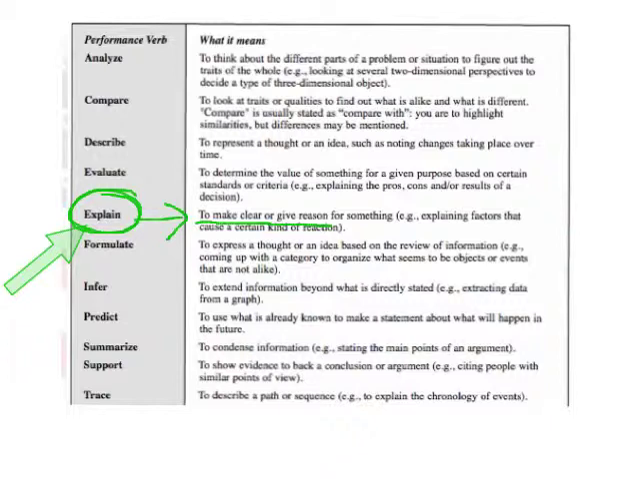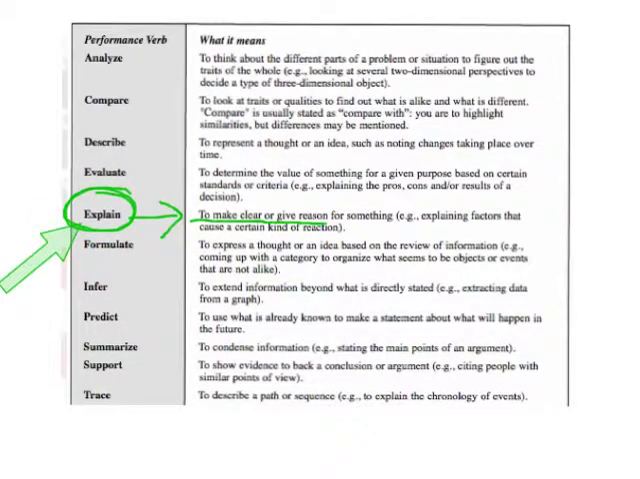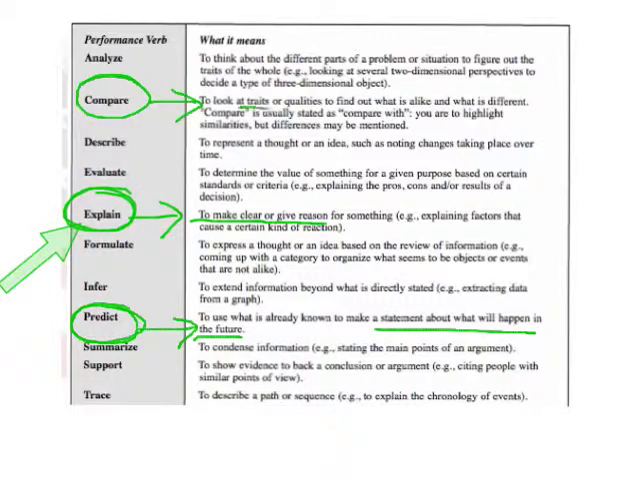Another one that is popular on reading tests is predict. Predict asks you to use what you already know and make a statement about what's going to happen in the future. Another good one that shows up quite a bit is compare. Sometimes you see this one with contrast. In this case, you have to look at traits or qualities to find out what's alike, what's different about the items that are being compared.